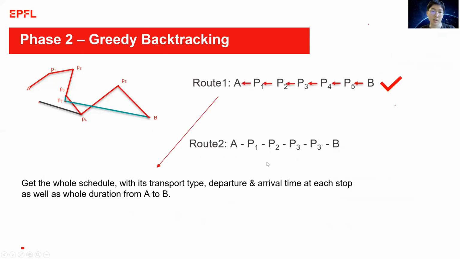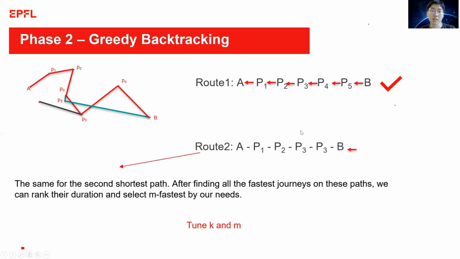In this way, we make sure our next trip is as close as possible to the last trip, and we won't be late between trips. And when we iterate until A, we get the whole schedule from A to B. The same for the second shortest path, and so on. After finding all the journeys on these paths, we can rank the durations and select the M fastest. Here we can tune K and M based on how many journeys we want.